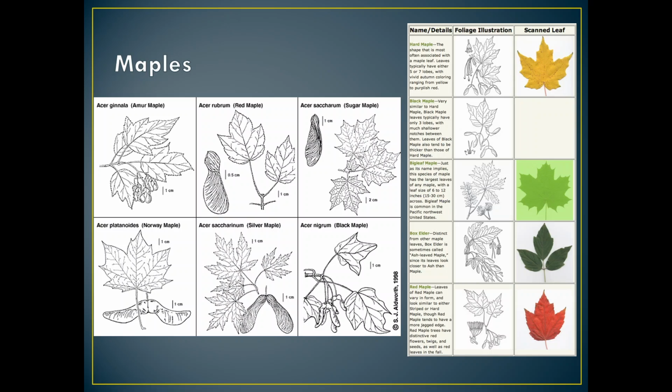But there are only about 4 different families that have opposite leaves as opposed to alternate leaves. So if you find one with opposite leaves, hopefully you'll have a much easier time narrowing it down to the family and then the species.